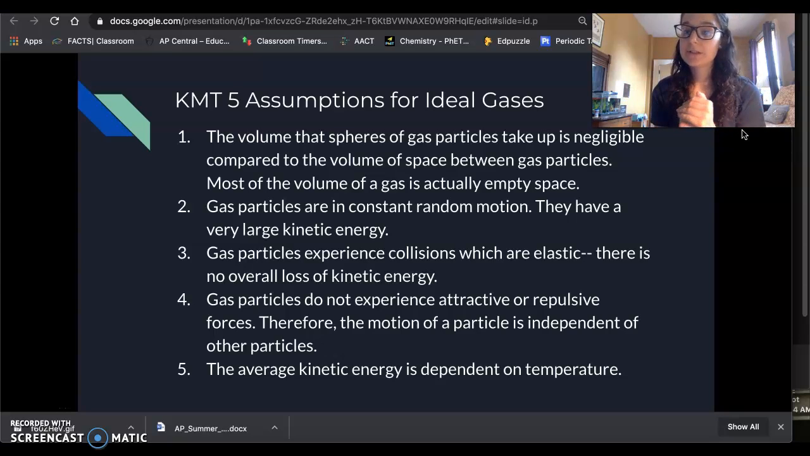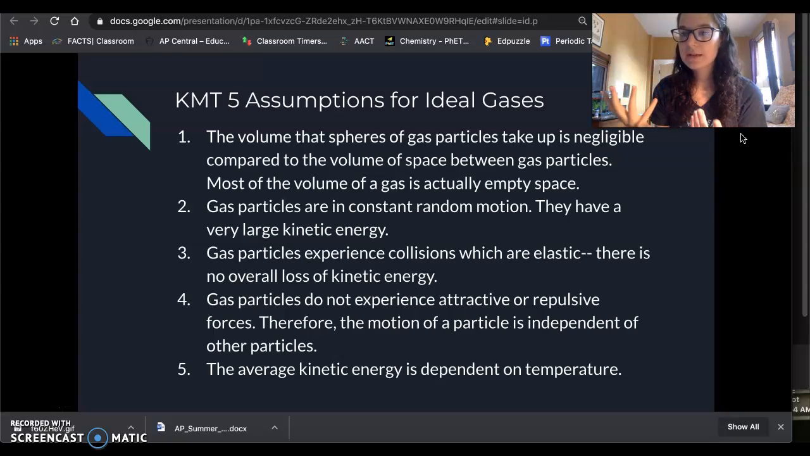Gas particles experience collisions that are elastic. That means they don't lose any kinetic energy after a collision occurs. Gas particles don't experience attractive or repulsive forces, meaning they aren't attracted or repulsed by other particles in the volume that we refer to, and a big reason for that is because they are so small compared to the volume of space between them. So the motion of one particle in that sample would be independent of the motion of all other particles in that sample. And finally, the average kinetic energy is dependent or related to temperature. So all 5 of these things describe ideal gases perfectly.